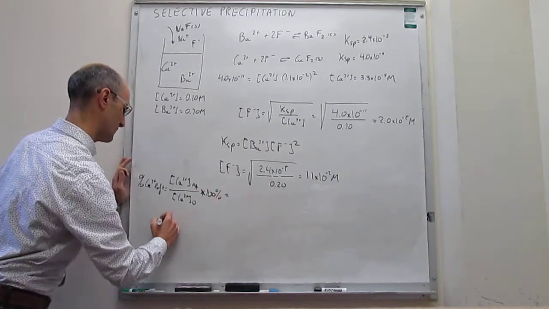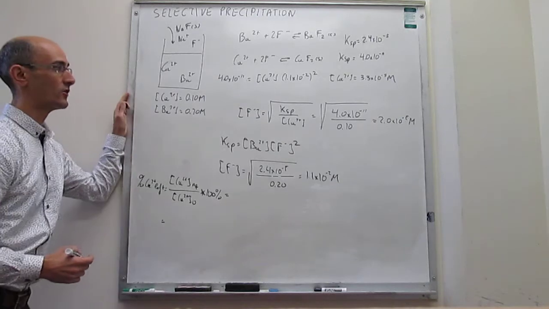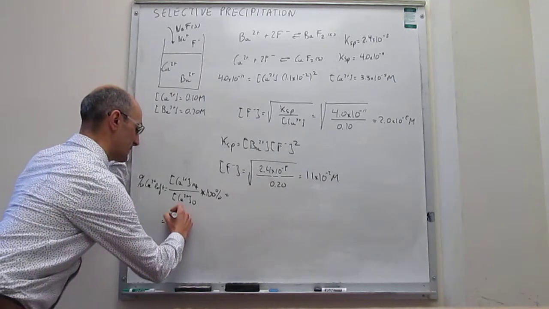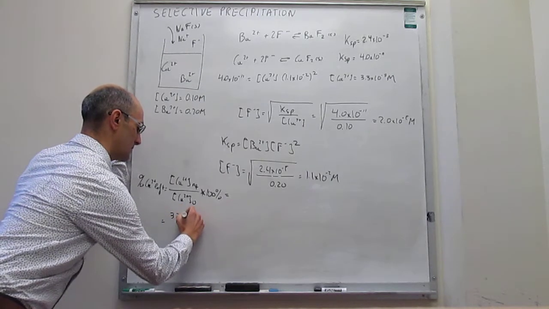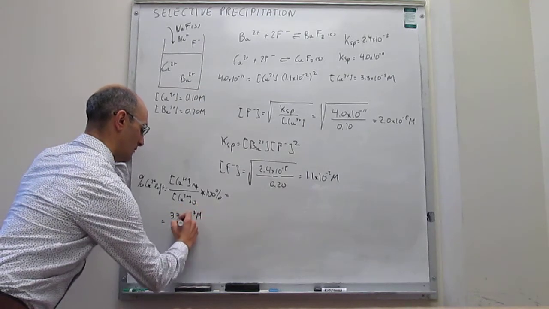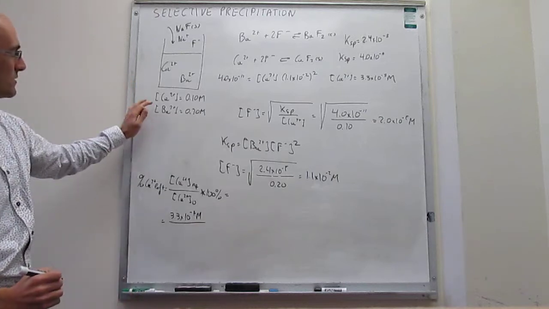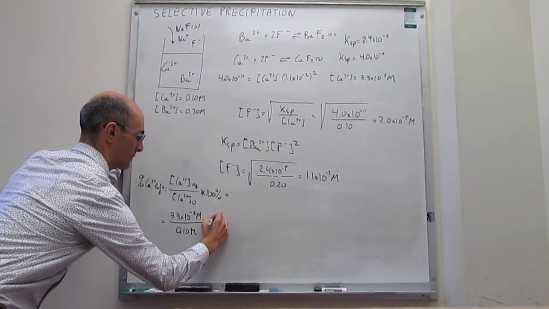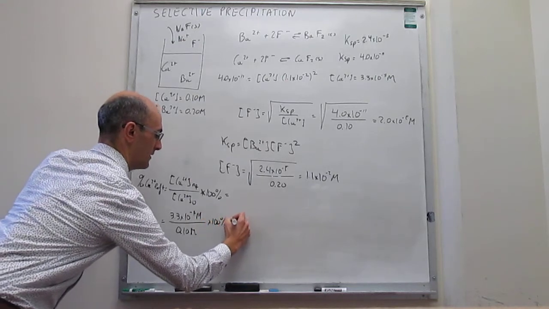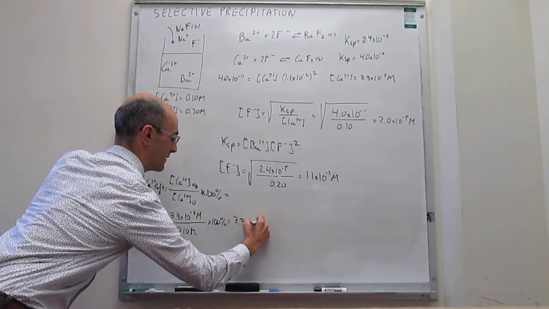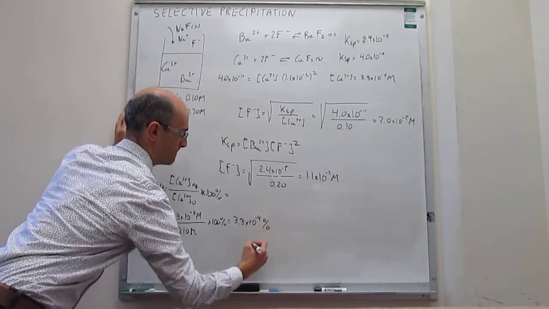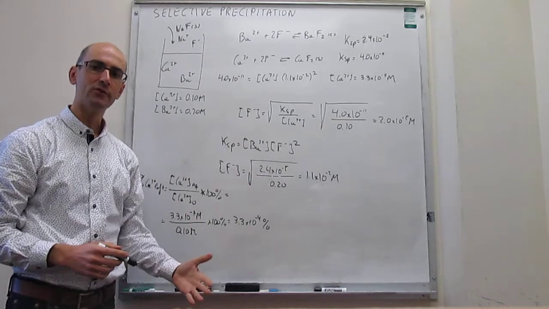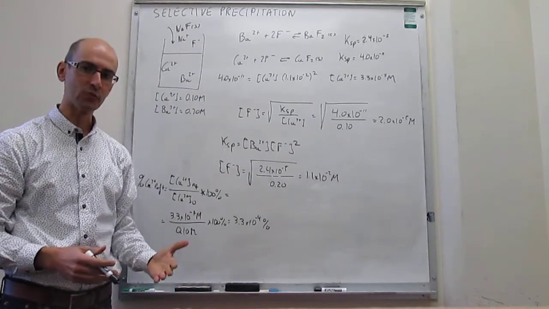Okay, so this is going to be equal to the concentration of calcium 2+ at the point where barium fluoride starts to precipitate, so that is 3.3 × 10^-7 molar, divided by the initial concentration of calcium 2+, which is 0.10 molar, multiplied by 100%. And this is just 3.3 × 10^-4%. Right, so this tells you that the separation of calcium and barium is extremely good.